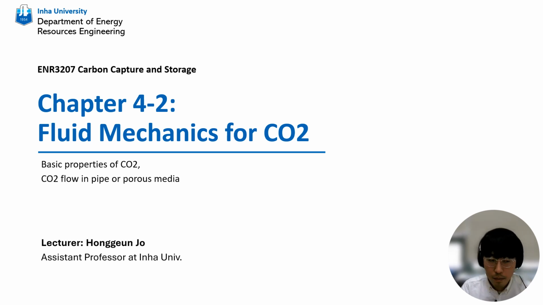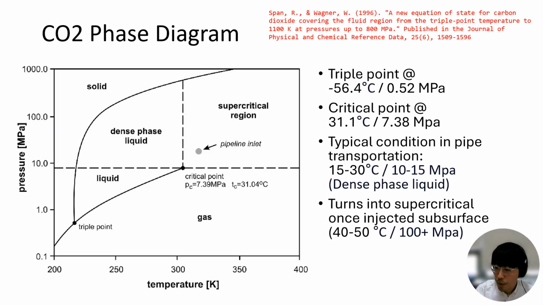Continuing from the previous class, we are going to continue to review the fluid mechanical aspect of CO2 to investigate the CO2 flow behavior in the pipeline and in the porous media. In the last class, we reviewed the phase diagram of the CO2. From this phase diagram, where the y-axis is the pressure and the x-axis is the temperature, we were able to define the phase of the CO2 with a given pressure and temperature.